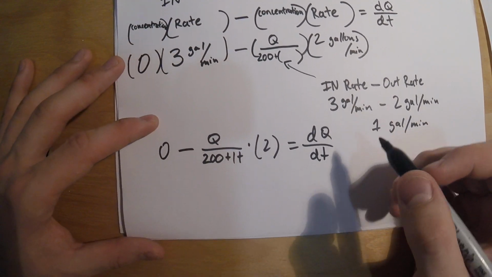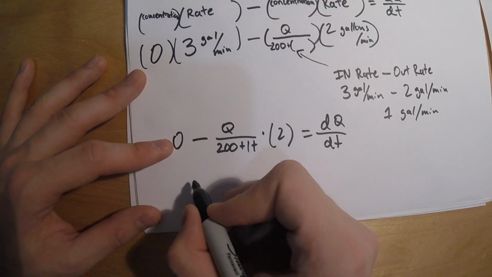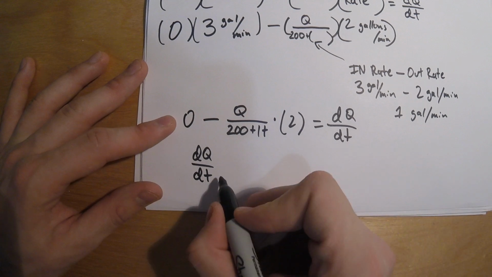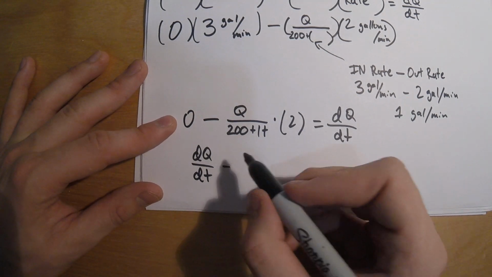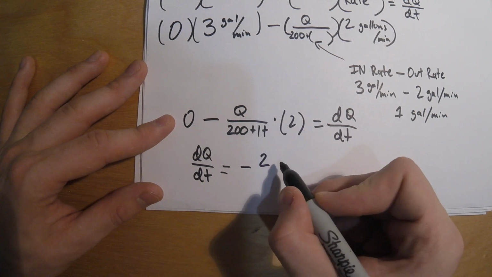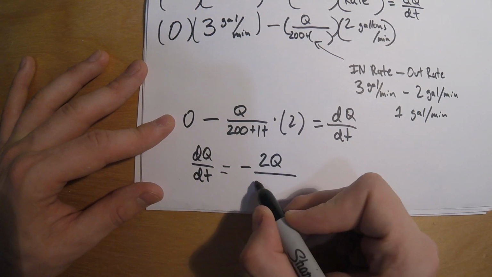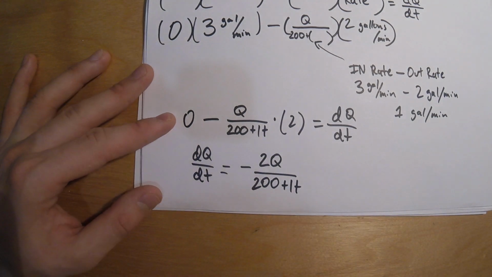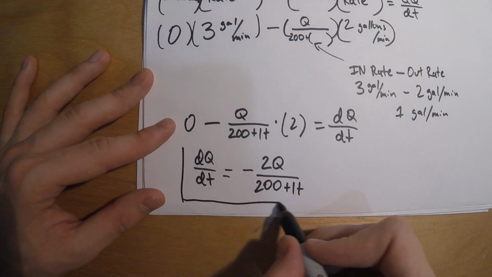dt. And then if we simplify this even further, I'm going to write the dQ/dt on this side, dQ/dt equals negative 2Q over 200 plus 1t. Okay, so here it is. We set up the equation.